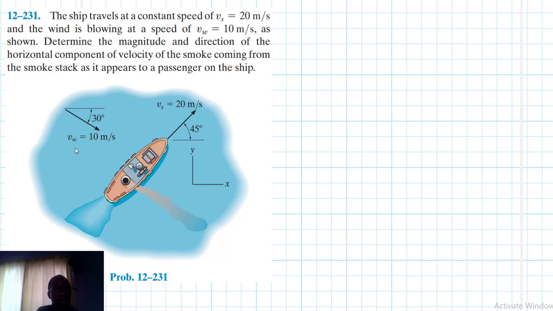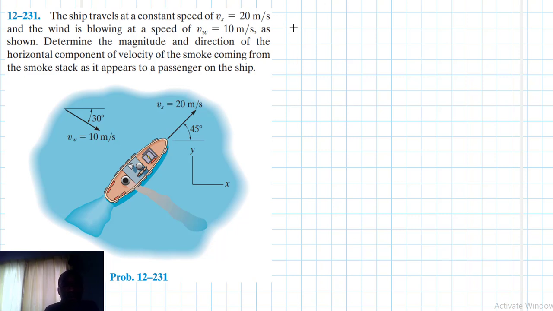The problem reads: the ship travels at a constant speed of Vs equal to 20 meters per second, and the wind is blowing at a speed of Vw equal to 10 meters per second, as shown. Determine the magnitude and direction of the horizontal component of the velocity of the smoke coming from the smokestack as it appears to the passenger on the ship. This particular problem is from Engineering Mechanics Dynamics, 14th edition, by R.C. Hibbeler.